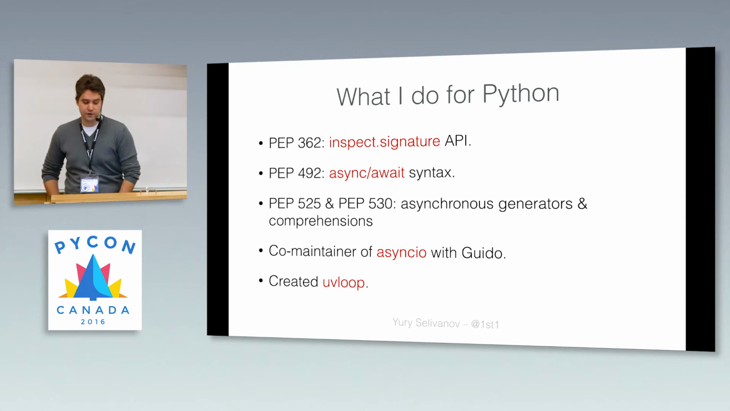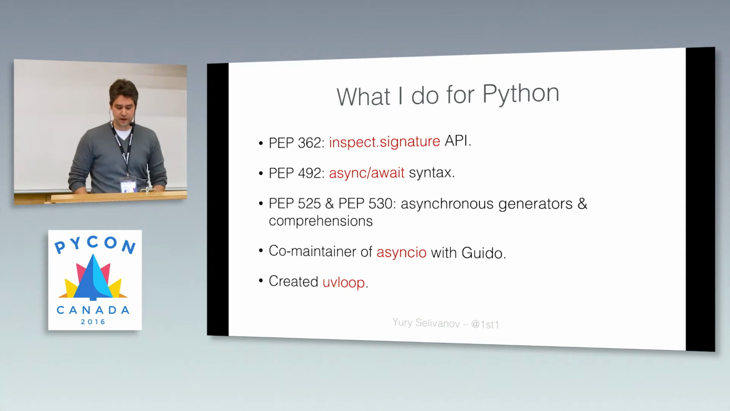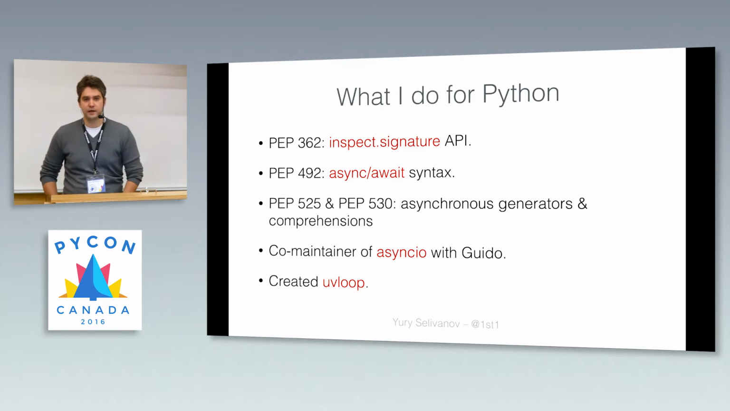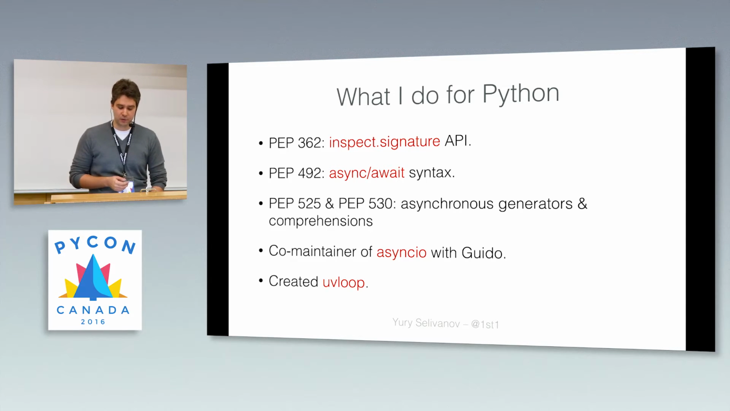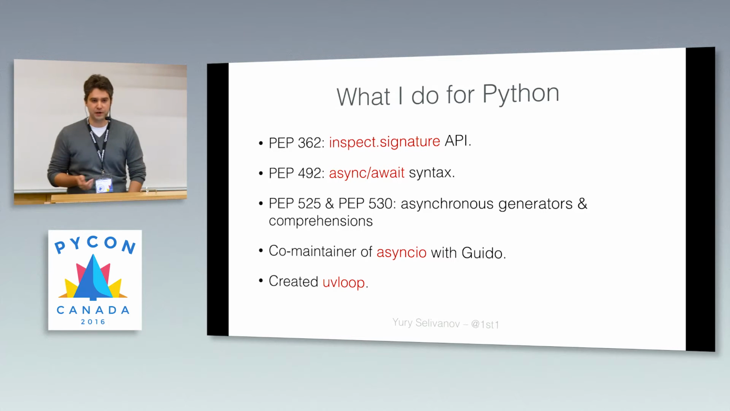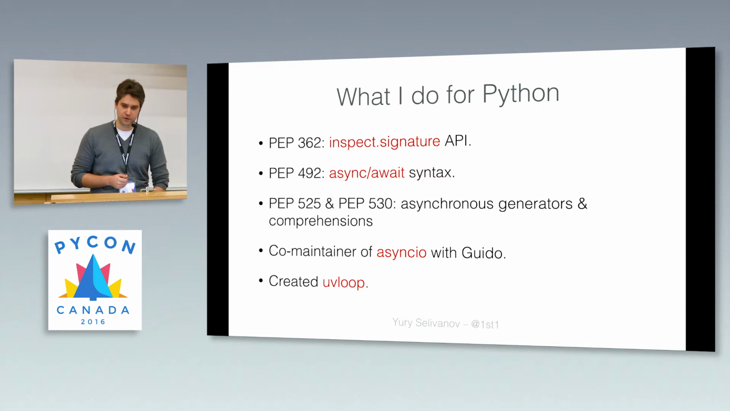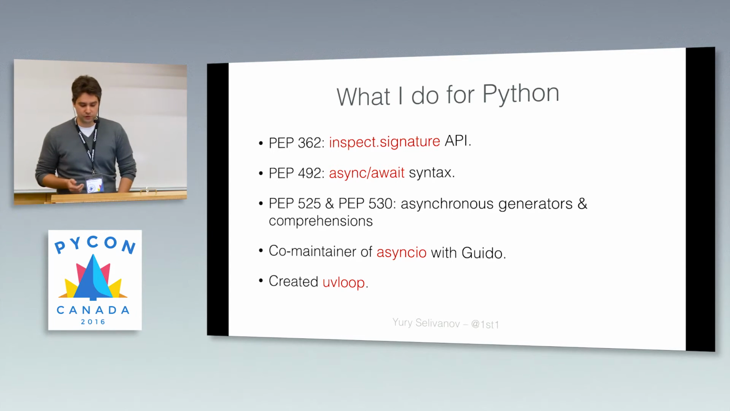I'm a CPython core developer for almost 4 years now. In Python 3.3, I added the inspect signature API. In Python 3.5, I added async await syntax. In Python 3.6, we'll be adding asynchronous generators and comprehensions. I maintain the Async IO library with Guido, and I created uvloop.